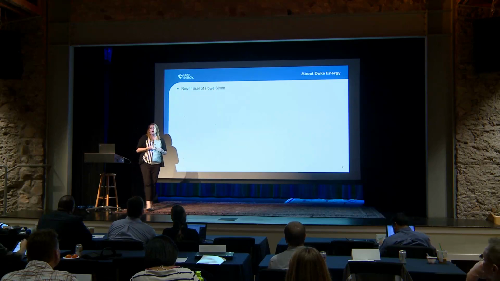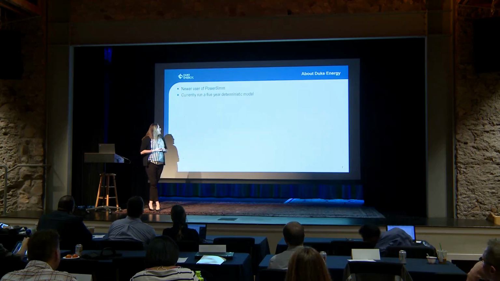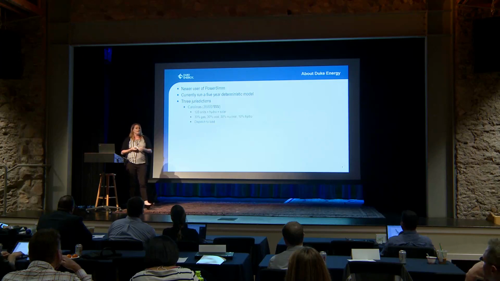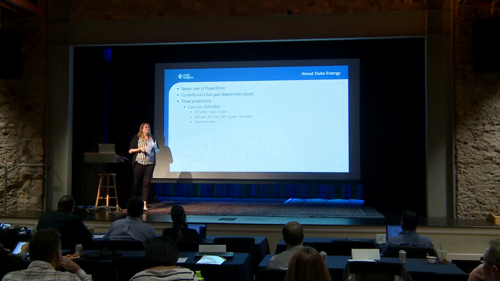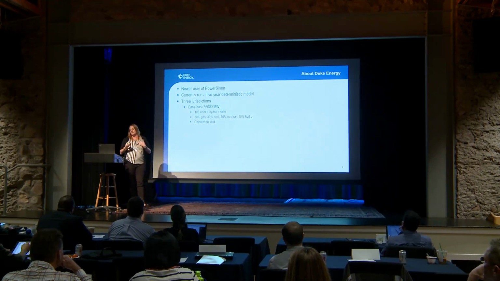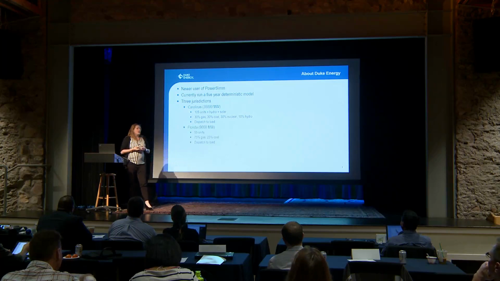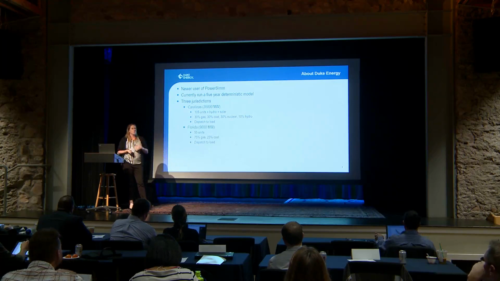So Duke is a new user of PowerSim. We currently run a 5-year deterministic model. We have 3 jurisdictions. The first, and the largest, is the Carolinas. It's 35,000 megawatts, and it's dispatch to load with an equal distribution of gas, coal, and nuclear, with a little bit of hydro and solar. The next jurisdiction we have is Florida. That is primarily gas, 25% coal, and dispatch to load.